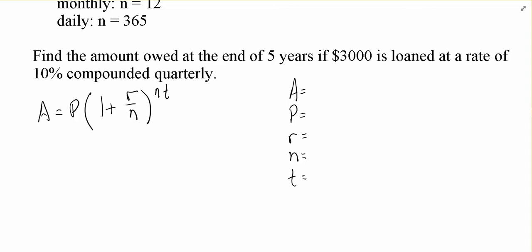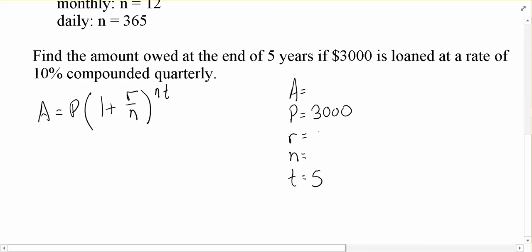So as we read through the problem, at the end of 5 years is a time, so that's the t. $3,000 is loaned out. That's the initial amount that we got, so P is the initial amount, the 3,000. The rate is 10%. Now remember that we always enter this as a decimal, so it's 0.10 or 0.1. The fact that it's compounded quarterly means n is 4. There are 4 computations per year. The A is our unknown.